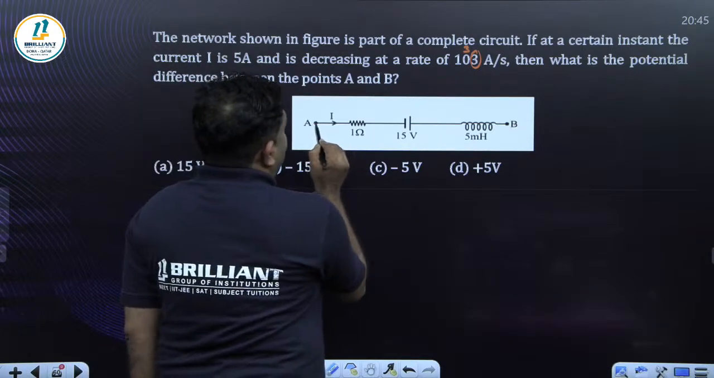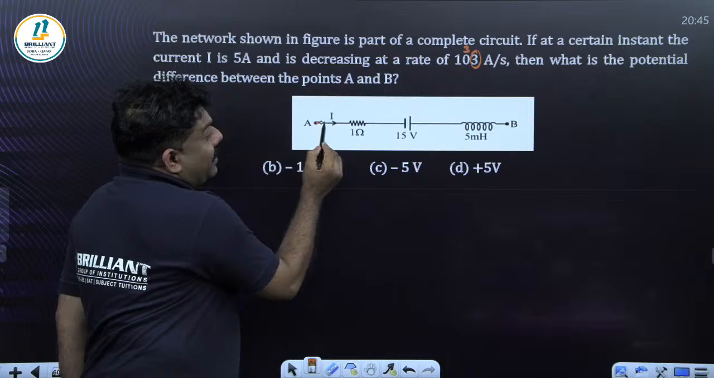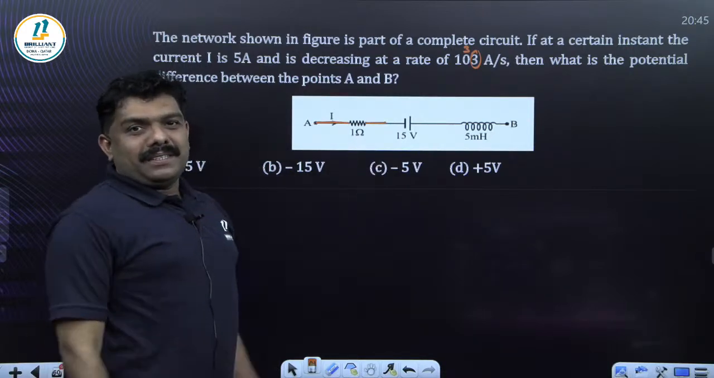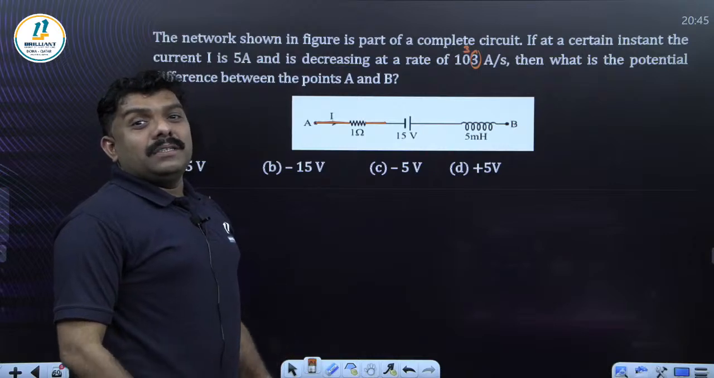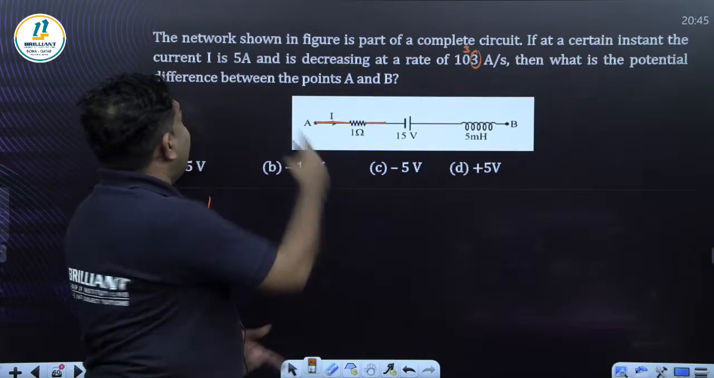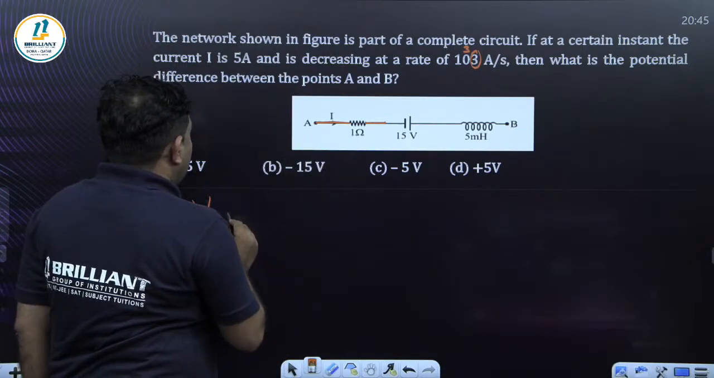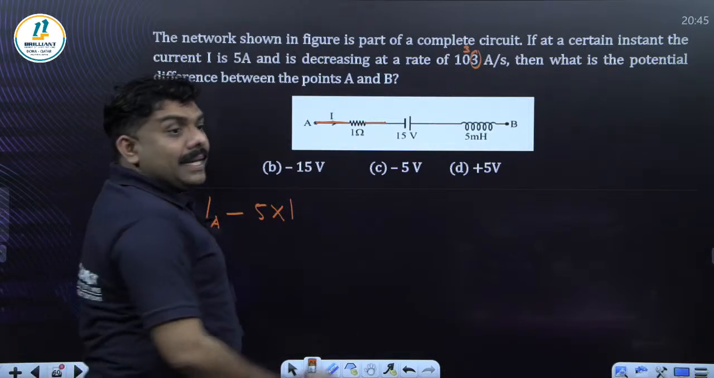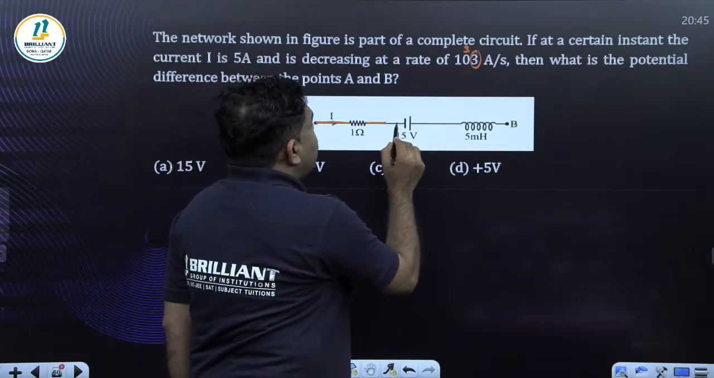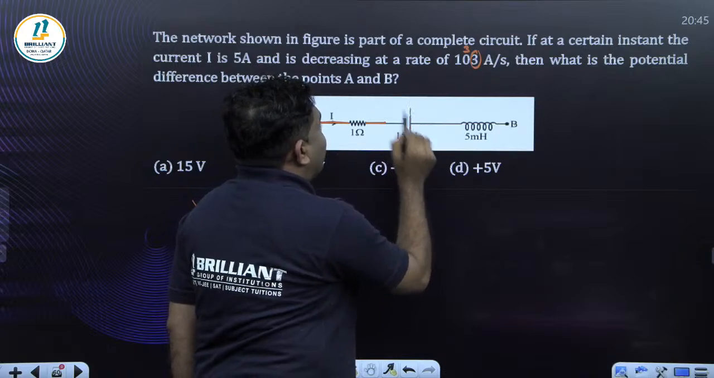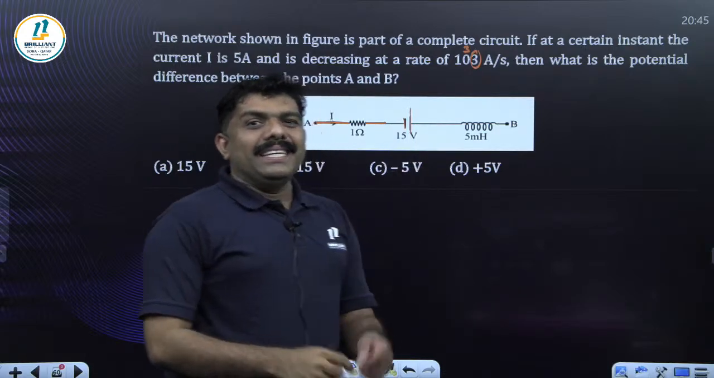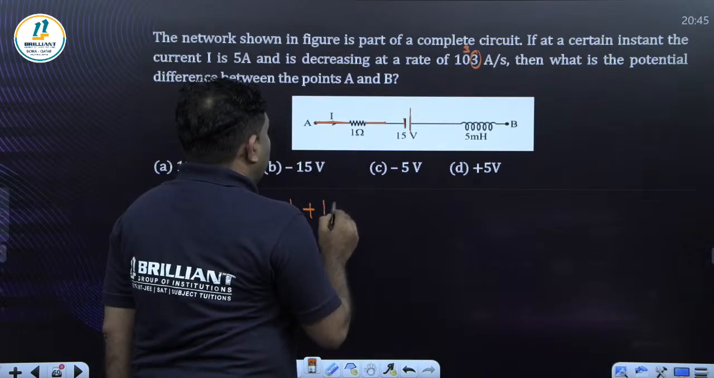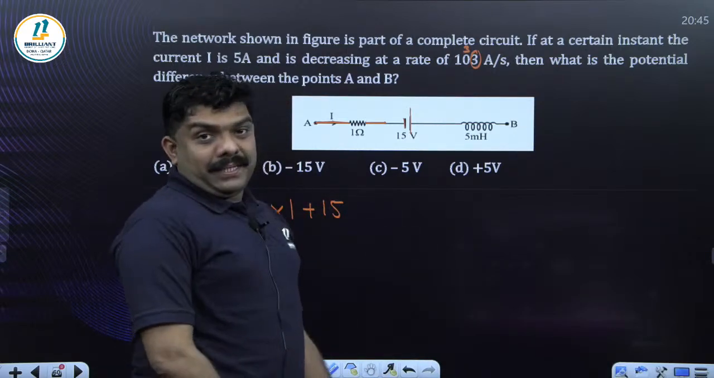When I am moving through this resistor, what happens? Some voltage drops. How much is the voltage drop? IR. The current is given as 5 and the resistance is 1, so minus 5 into 1. Then when I am crossing this cell, from minus to plus, there is an addition of voltage, so I can write plus 15.